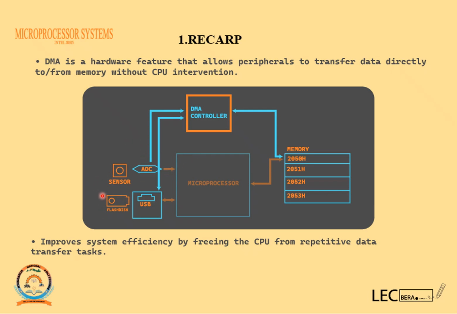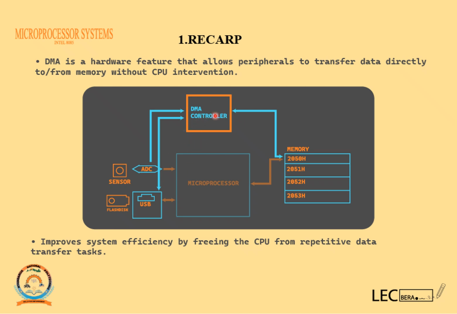The input-output devices here can be a sensor which is connected to an ADC. It can be a flash disk which is connected to a USB port, or it can be a floppy disk, among any other input-output devices which you can connect to your computer environment. And now, because we want to exchange data, and this data can be a large amount, for us to do that within a short period of time, we have to involve another IC, which is the DMA controller.